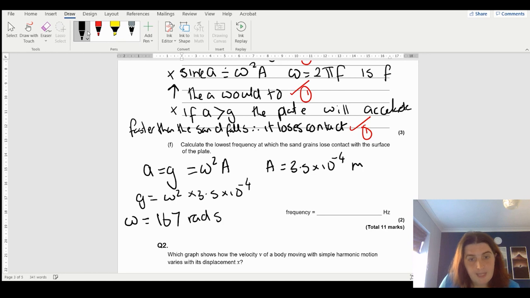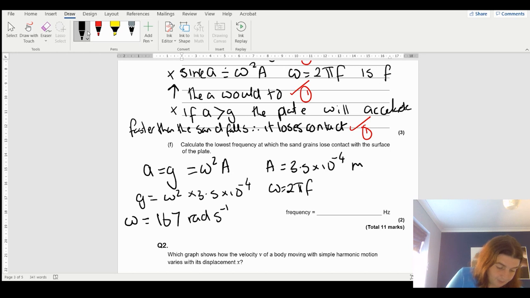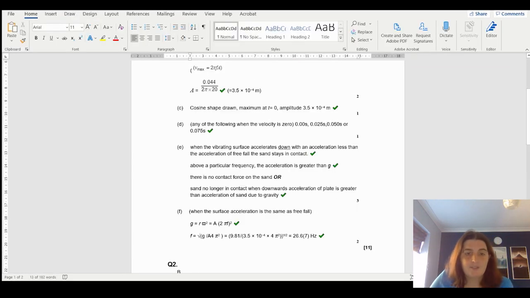And of course, I know that omega is 2 pi f. So f is my answer divided by 2 pi. And I get an answer of a frequency of 26.6 hertz. Go check the mark scheme, and I get an answer of 26.6 hertz.